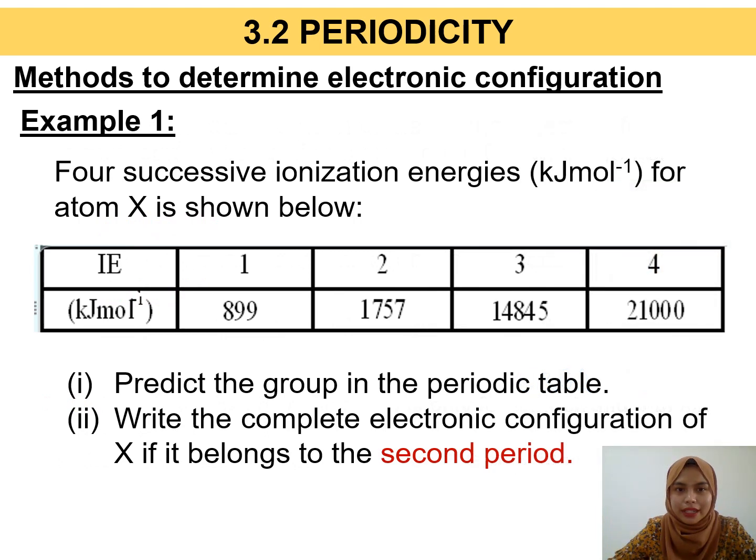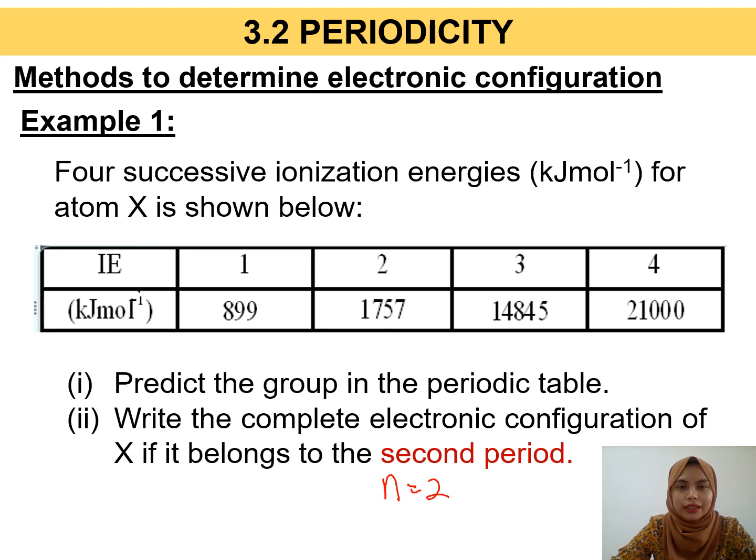Okay, for example lah, contohnya kalau let's say you ada this kind of question, dibagi ionization energy 1, 2, 3 dan 4 untuk atom X. Soalan suruh kamu predict the group in the periodic table of elements for atom X and also write the complete electronic configuration of X jikalau atom X ni belongs to the second period. Kalau second period, that means dia punya n will be equals to 2.